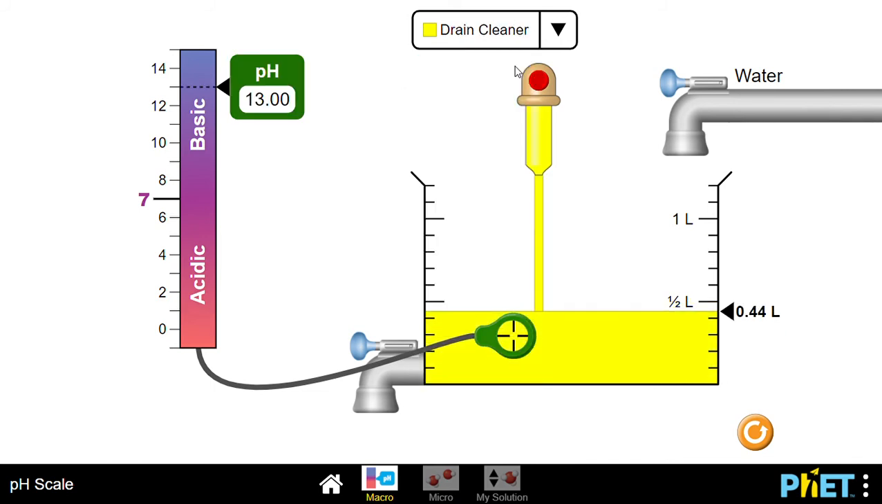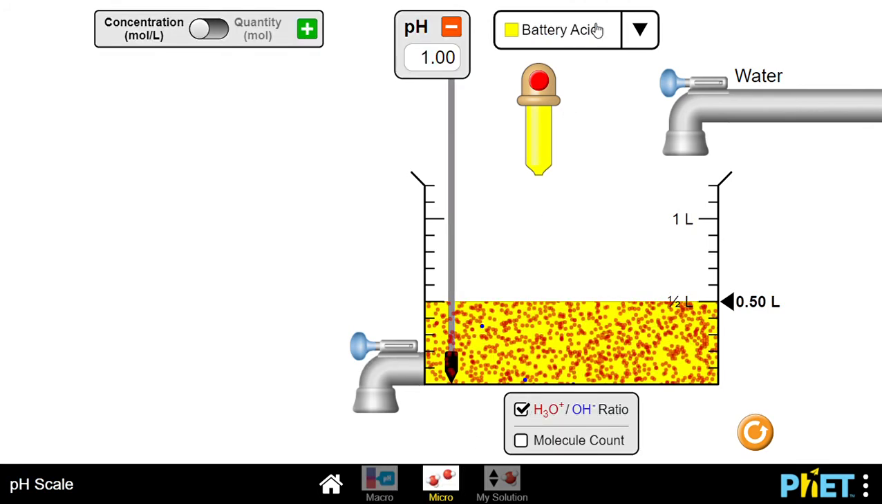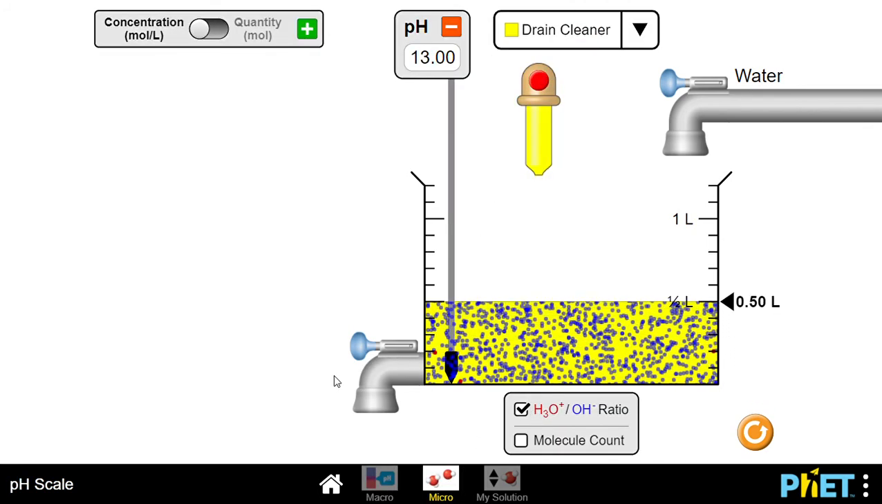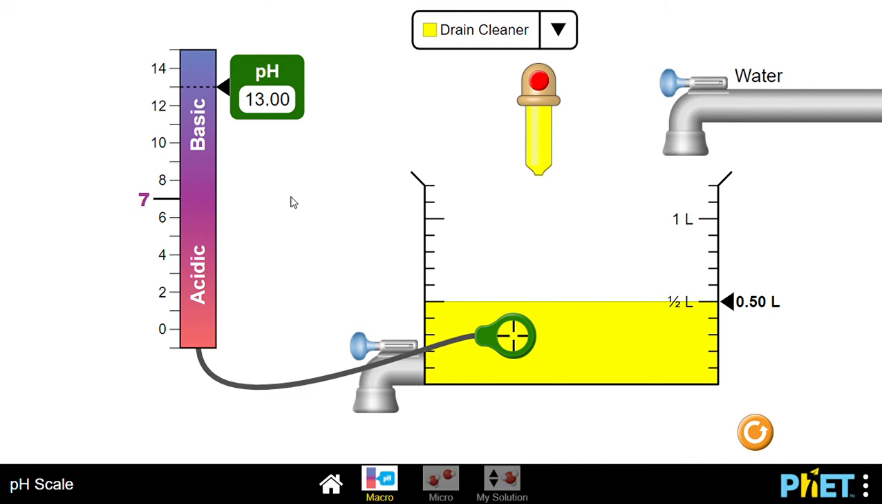So if your pH levels are really high, your hydroxide ion count is going to go way up and your hydrogen ion count is going to go down. So basically the hydrogen ion count goes the opposite direction of your pH scale, and the hydronium ion goes in the same direction as your pH scale.